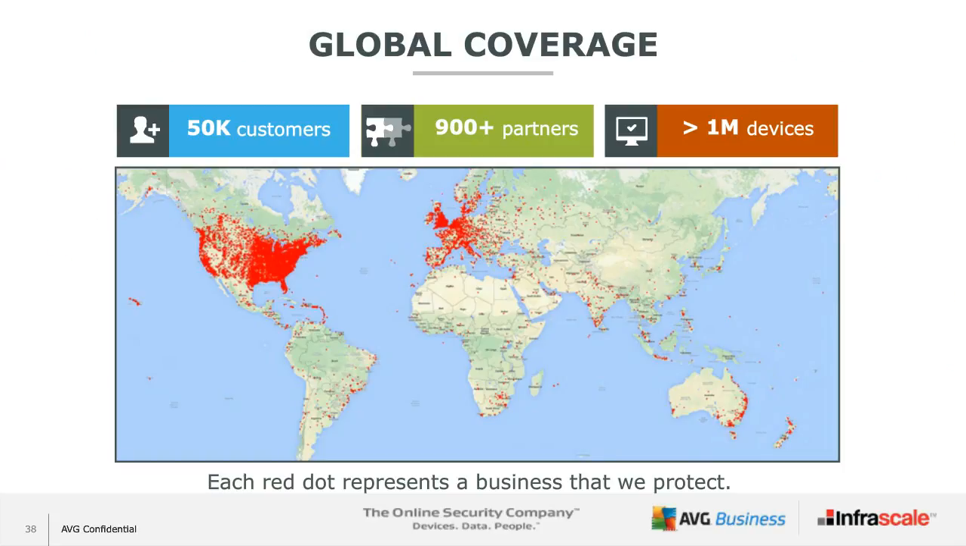This slide is talking about the scale of the solution. We're currently protecting 1 million devices, where a device is usually a server or virtual machine, across 50,000 customer accounts being served by 900 partners. We're exclusively a channel company. We only work through the channel, so we'd love to work with you.